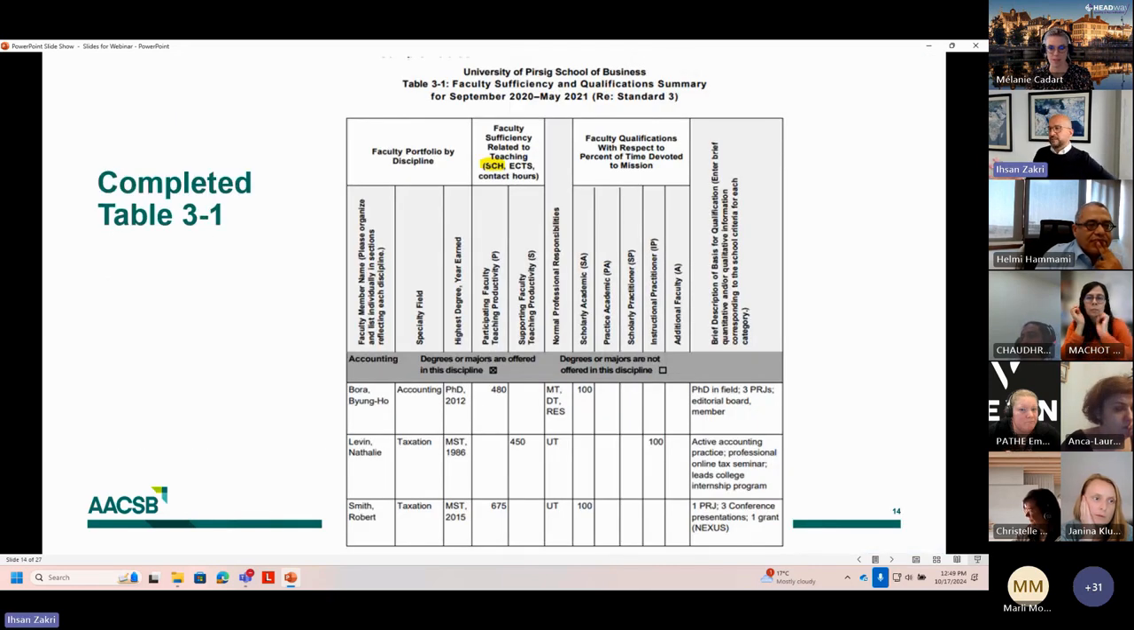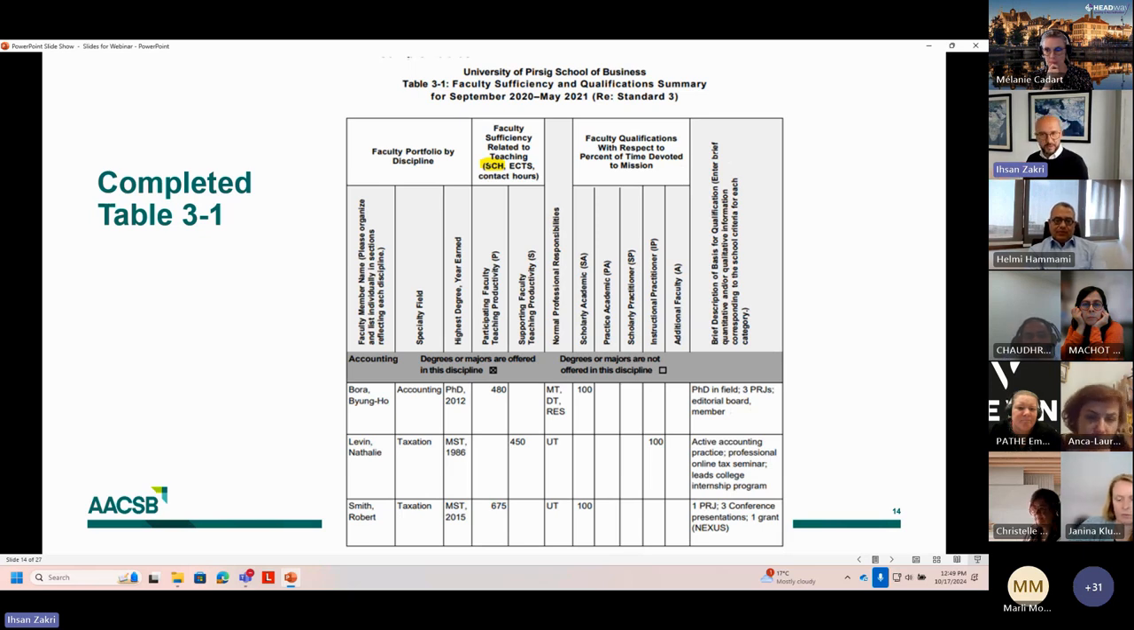So this is how the table looks populated. If we have a complete table, this is an example available for you. It's in the interpretive guidance. This is a public example. The school has completed this table.